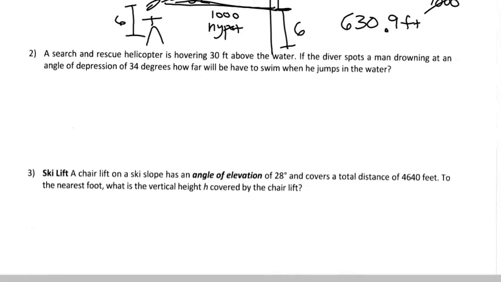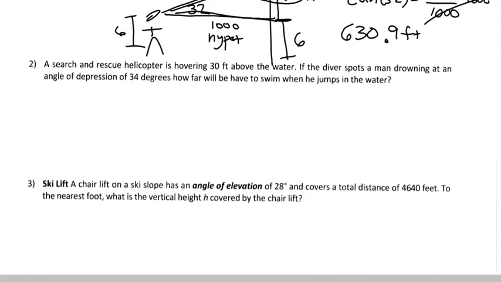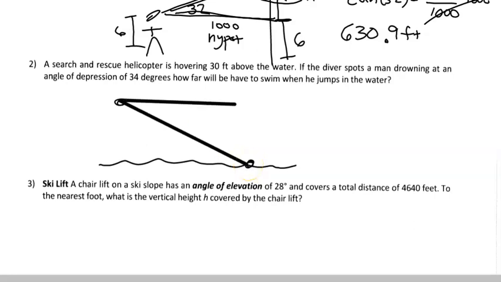Next one. It says a search and rescue helicopter is hovering 30 feet above the water. Here's the helicopter. Here's the water. A diver spots a man drowning at an angle of depression of 34 degrees. Line of sight, horizontal line. Remember, this is the angle of depression, so this is going to be the 34 degrees, not over here, no matter how tempting it is.